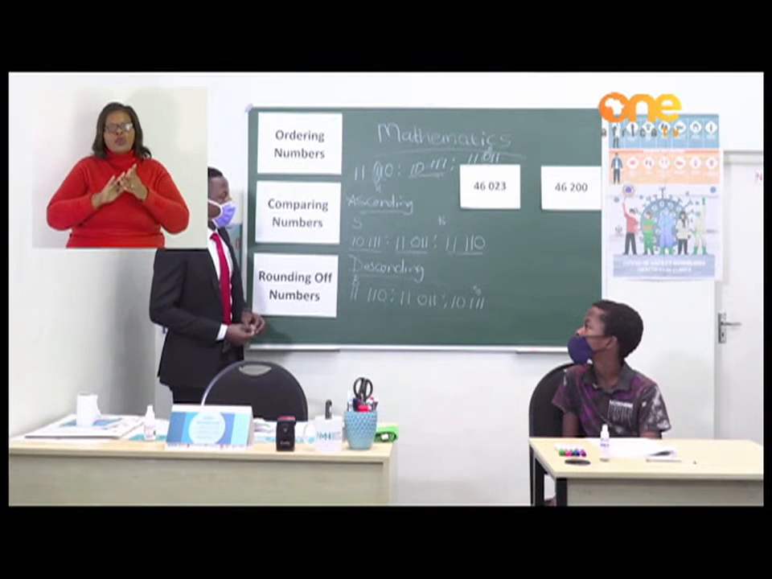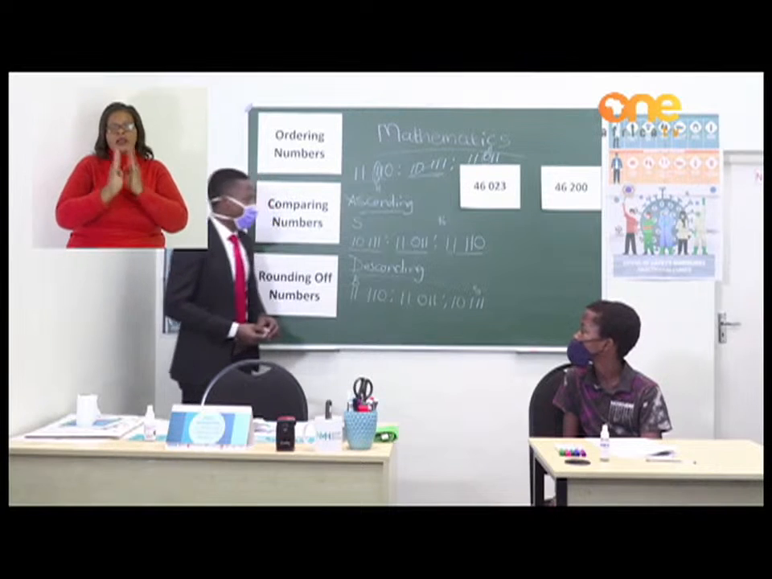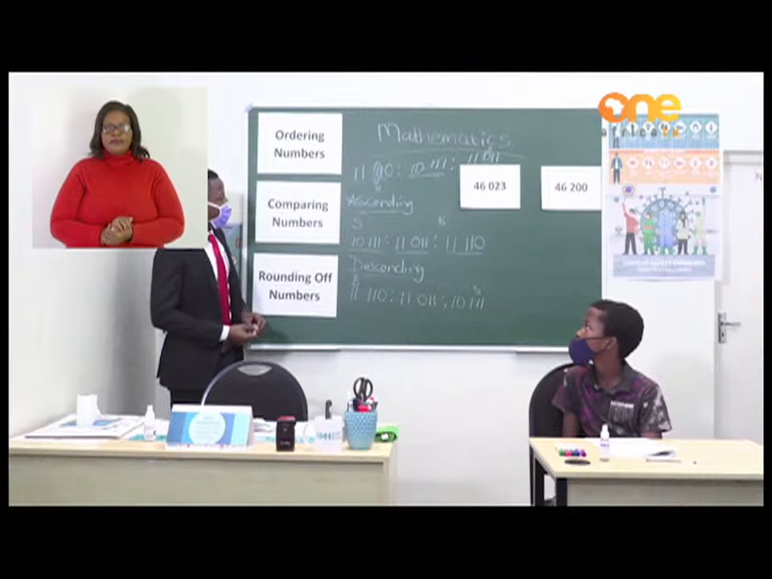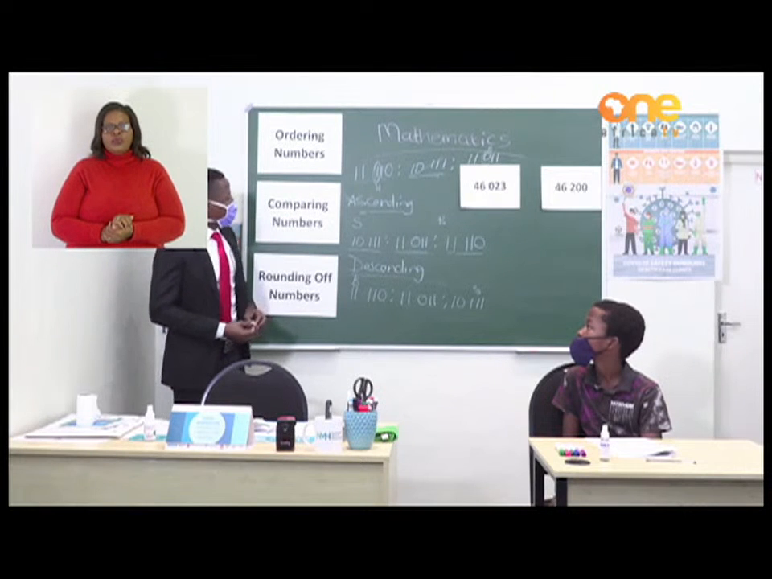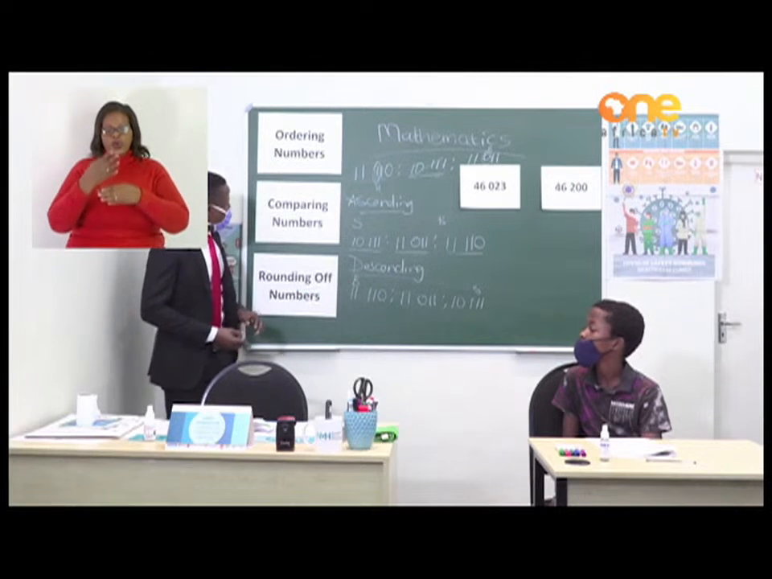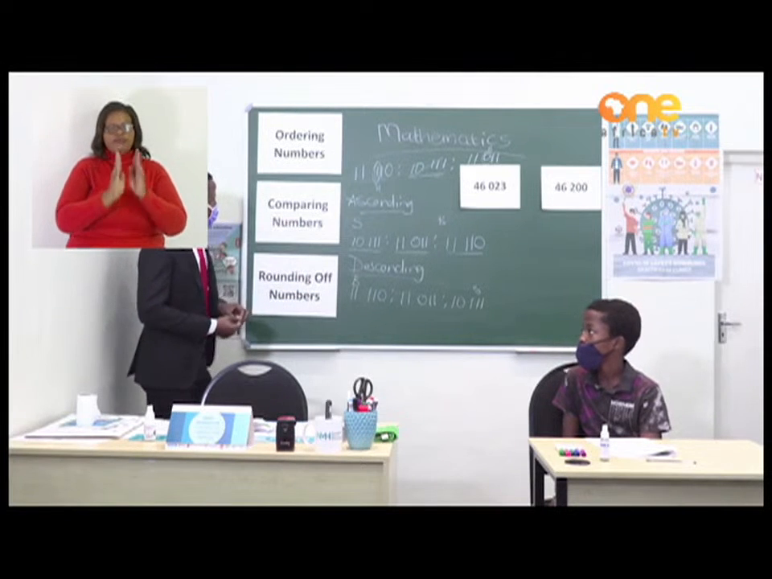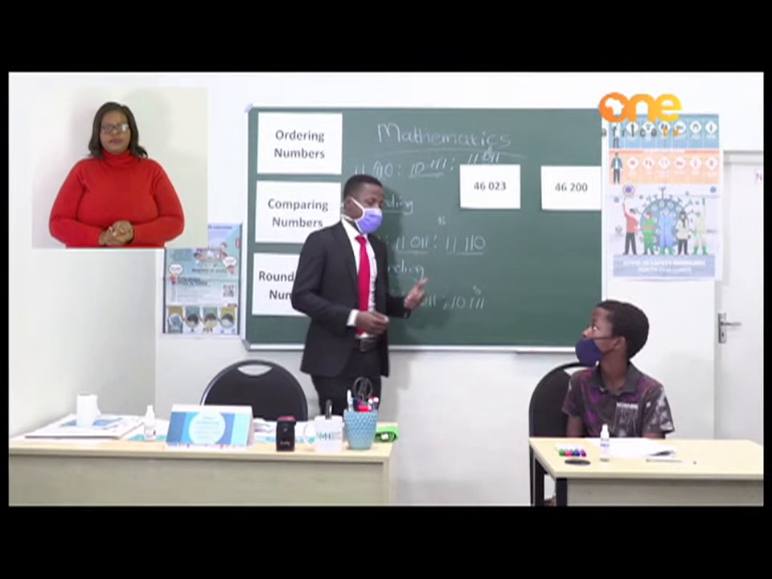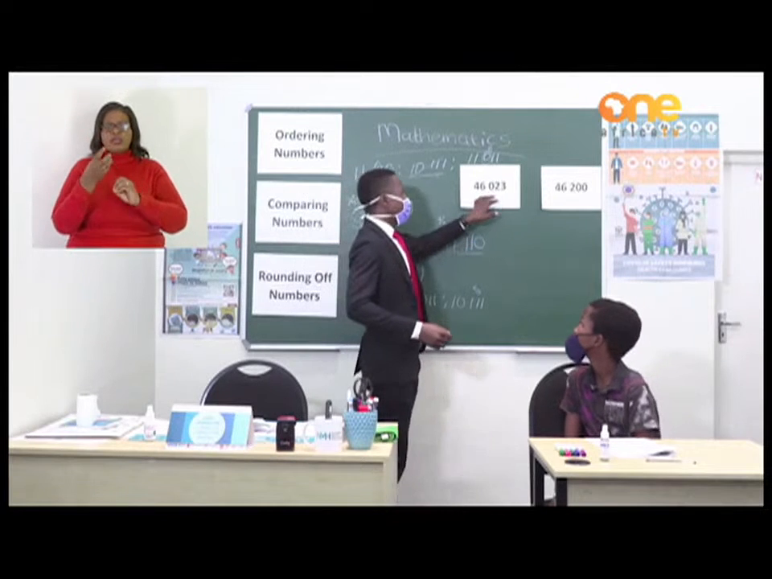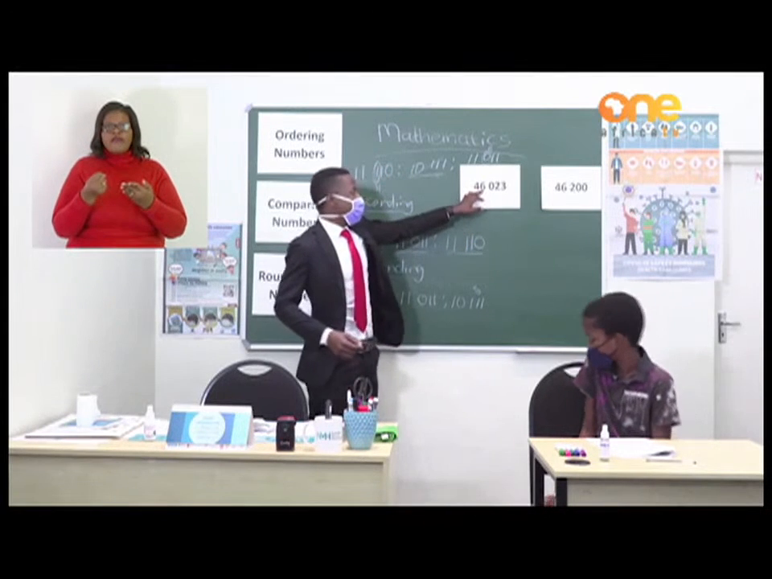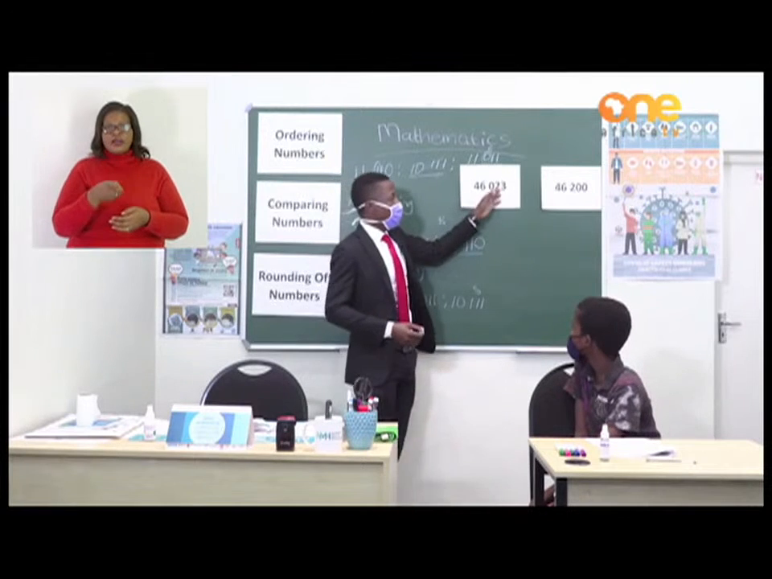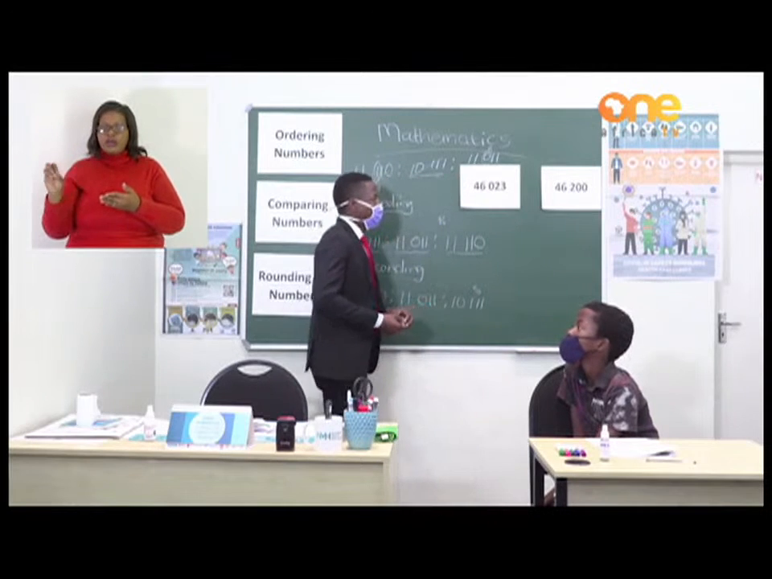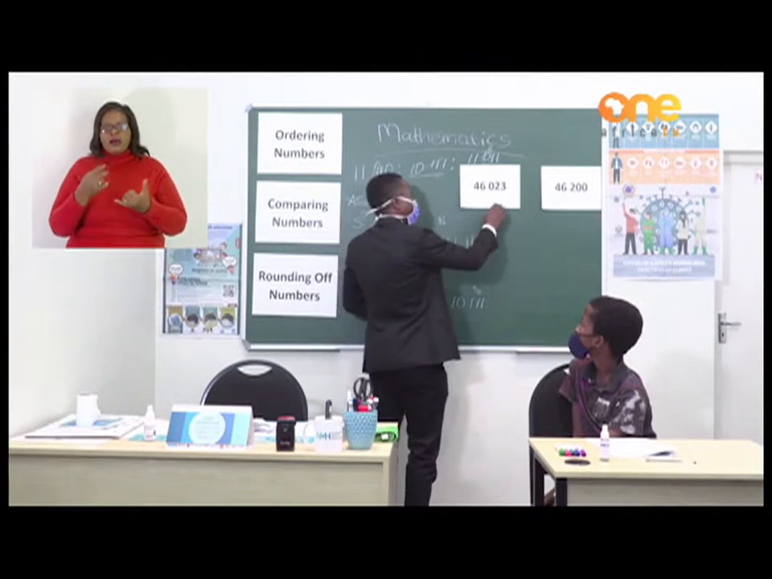I hope you can do the activity in the book which requires you to arrange, and I will end the first objective with this example. So continuing with comparing numbers, when you compare numbers, there must be two numbers. For example, I have two numbers here, 46,023 compared to 46,200.